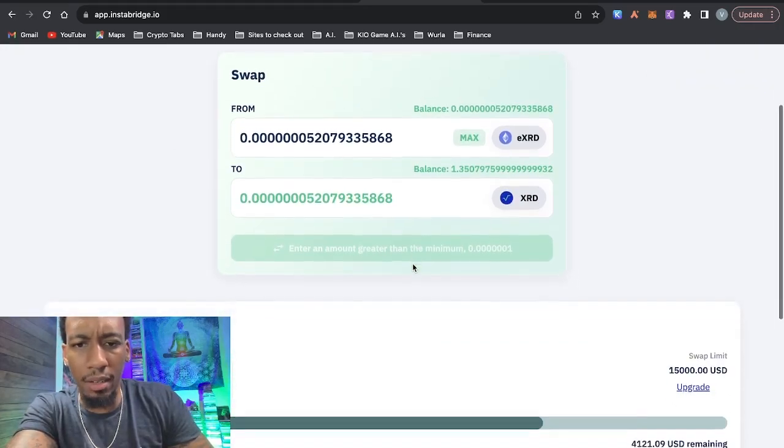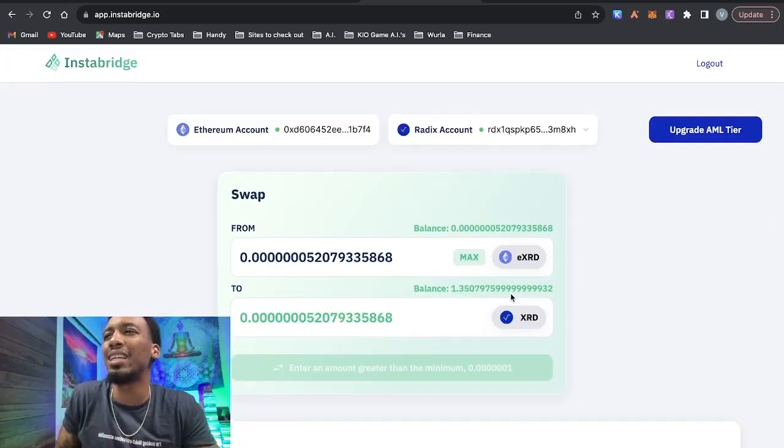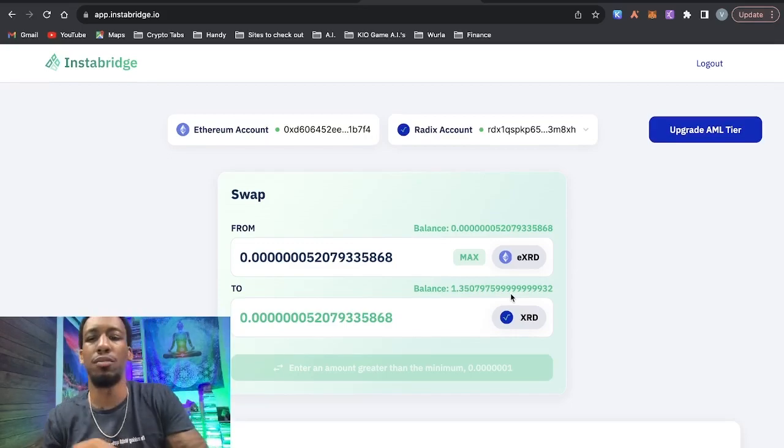So after you have it as an extension, you just put the Radix you want to bridge, and then you click this, and I think it took no more than 10 minutes for my tokens to bridge over to the Radix mainnet.